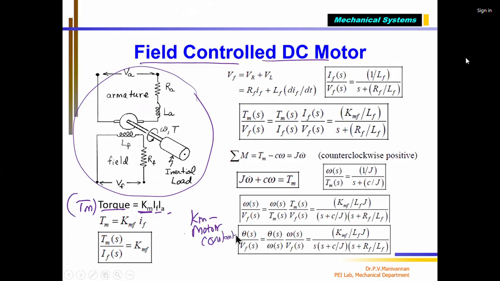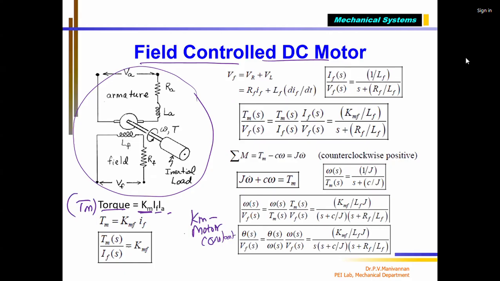In the exam, for example, if we ask some problem, write the final transfer function of the field control motor or armature control motor, I will give Km, I will give IA, I will give RA, I will give LF. All the values are given. Then you can form it.